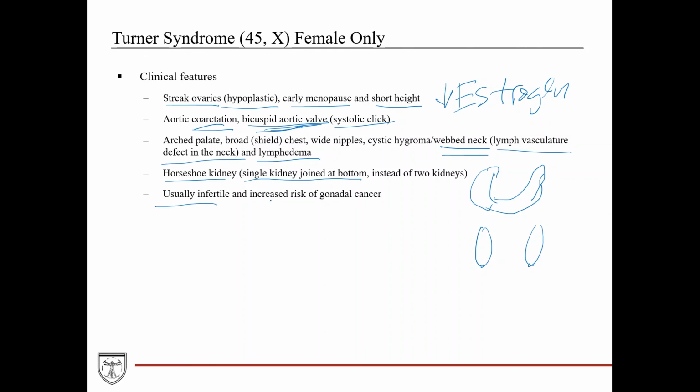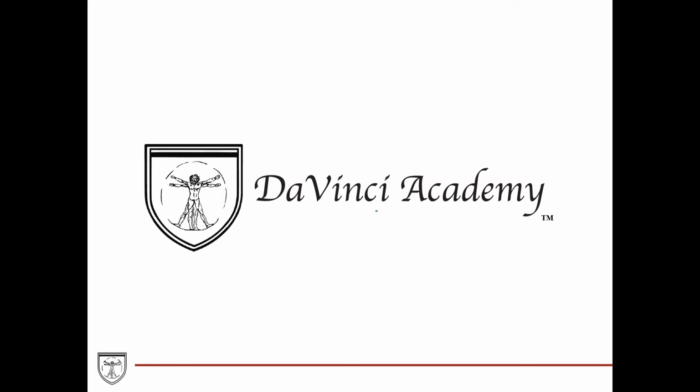And then they're usually infertile because of the lack of estrogen and lack of ovarian development. They're also at an increased risk of gonadal cancer. All right, so that closes out our discussion of the high yield examples of aneuploidies.